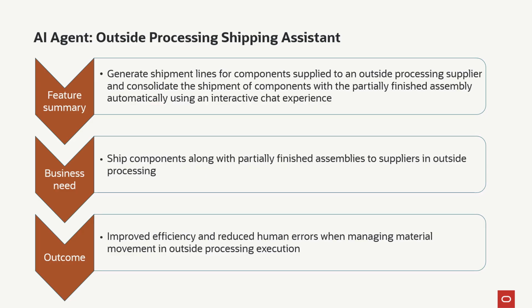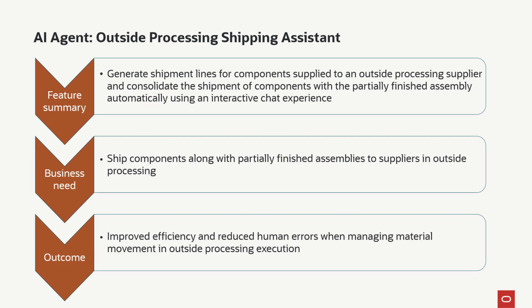Based on the user's confirmation, it creates shipment lines for the components and creates a consolidated shipment, combining the shipment line auto-created for the partially finished assembly and the shipment lines for the components. This addresses the need of companies operating in regulated industries that typically retain control over components in outside processing and ship them along with the partially finished assemblies to their suppliers.